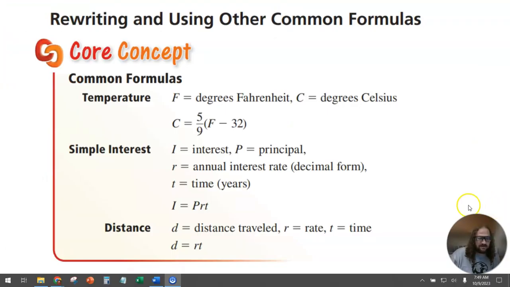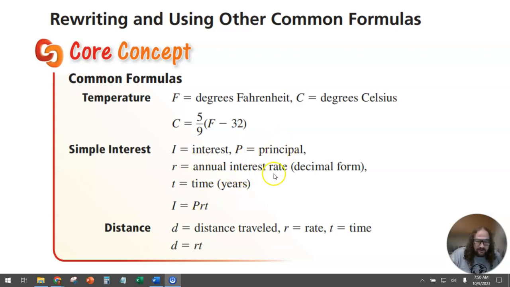All right, here are some formulas that we're going to need for the rest of this lesson. We're going to convert this temperature formula later on from solved for Celsius to getting solved for Fahrenheit. Simple interest, I equals PRT. I is the amount of interest you earn. P is the principal, which means the initial amount you deposit.